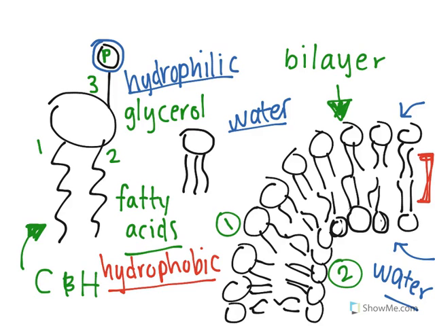So essentially, we're looking at a bilayer formed because the phospholipids have a hydrophilic end and a hydrophobic end. So the hydrophobic ends have to be protected and stay away from the water, and the hydrophilic ends are lining the parts that are touching the water. So in that case, it forms a bilayer.